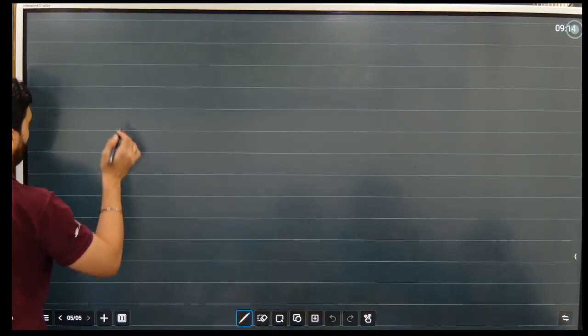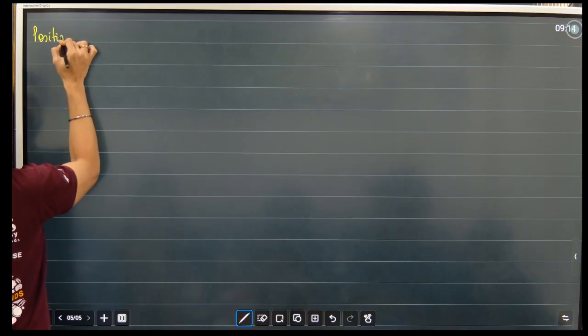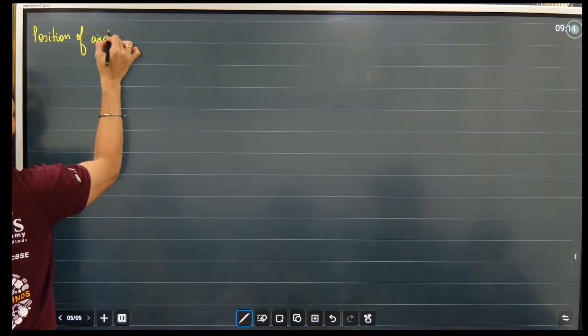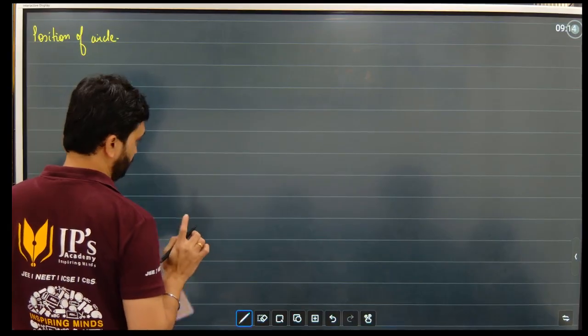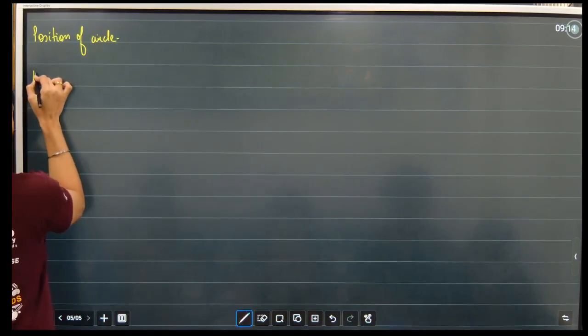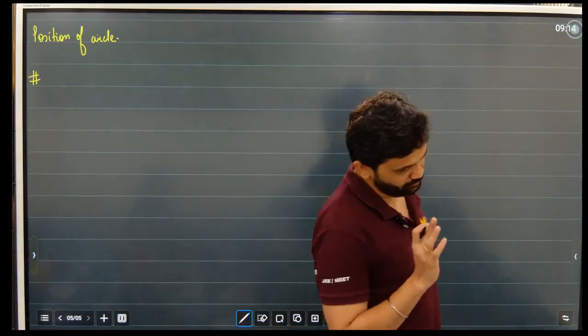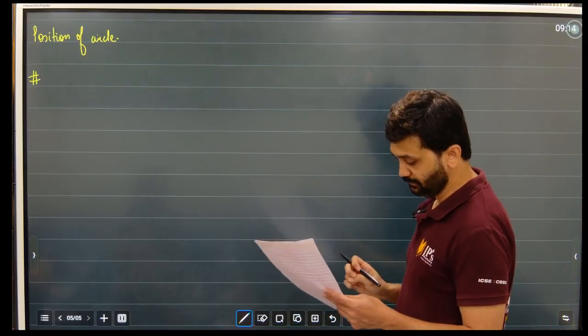Now with parabola comes circle. Position of circle. अब देखो position of circle देखो क्या बोला है. Condition, and the next three conditions are very important when parabola and circle meet each other. So position of a circle.